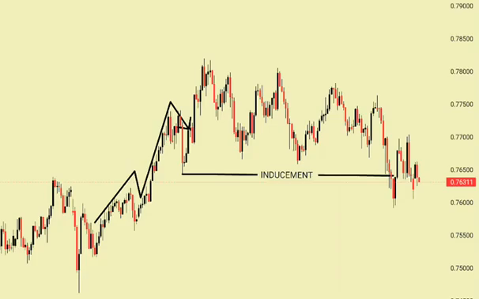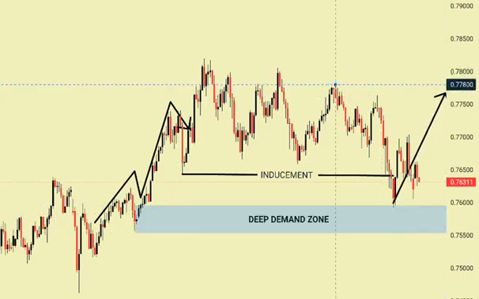Now pay attention to the next move. Instead of continuing up, price breaks below this inducement structure. This is not a mistake by the market. This is not manipulation for fun. This move is done to trigger stop losses, remove weak buyers, and create sell pressure from trapped traders. This is exactly where emotions change from confidence to fear. As price moves lower, many traders think the trend is reversing, but that assumption is wrong. This move is not a trend change. This is liquidity collection. Price is now moving toward a deeper area where smart money is actually interested.